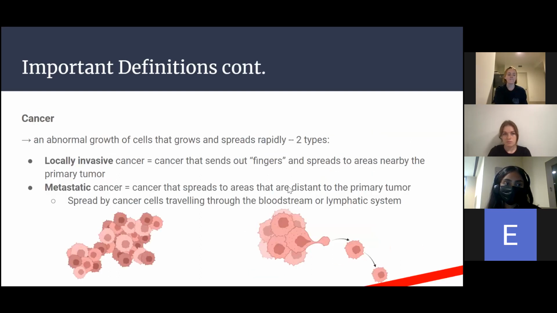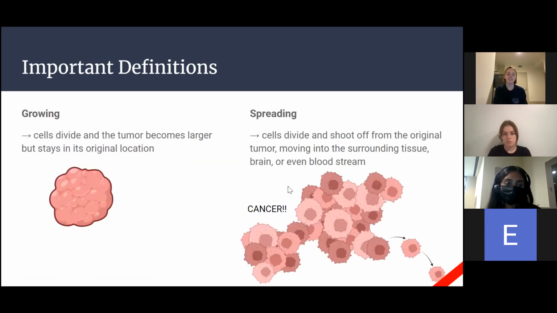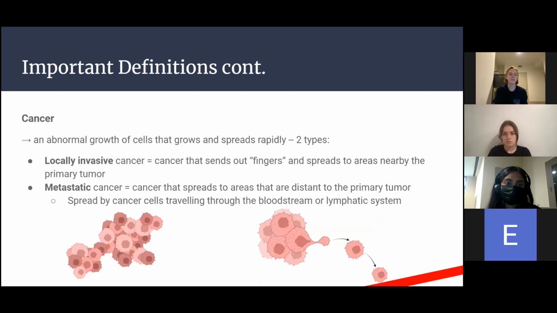One other thing I wanted to note is that this is cancer, and we're about to go over that. When tumor cells spread, it's considered cancer. So what's the definition of cancer? I kind of just gave it away. Cancer is an abnormal growth of cells that grows and spreads rapidly.